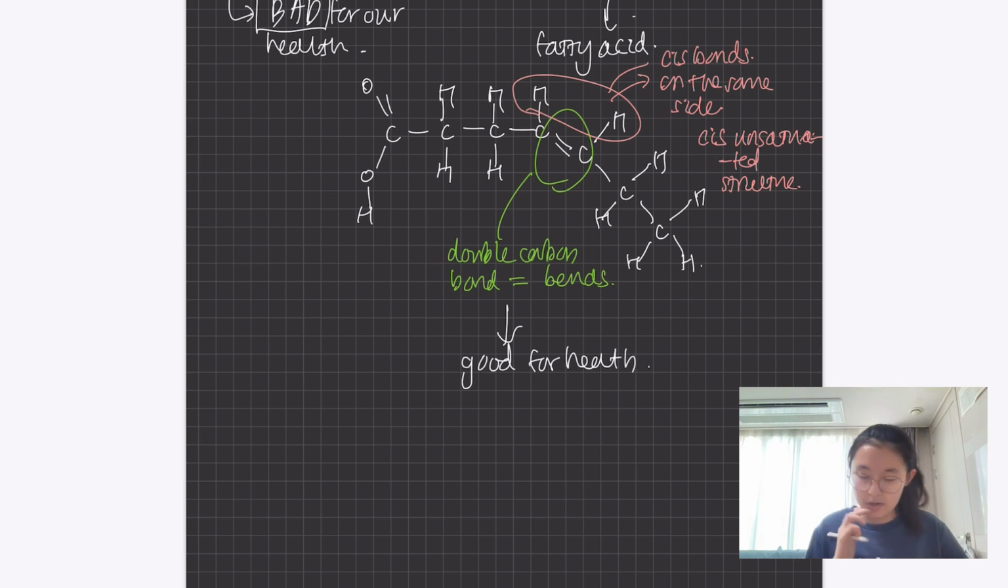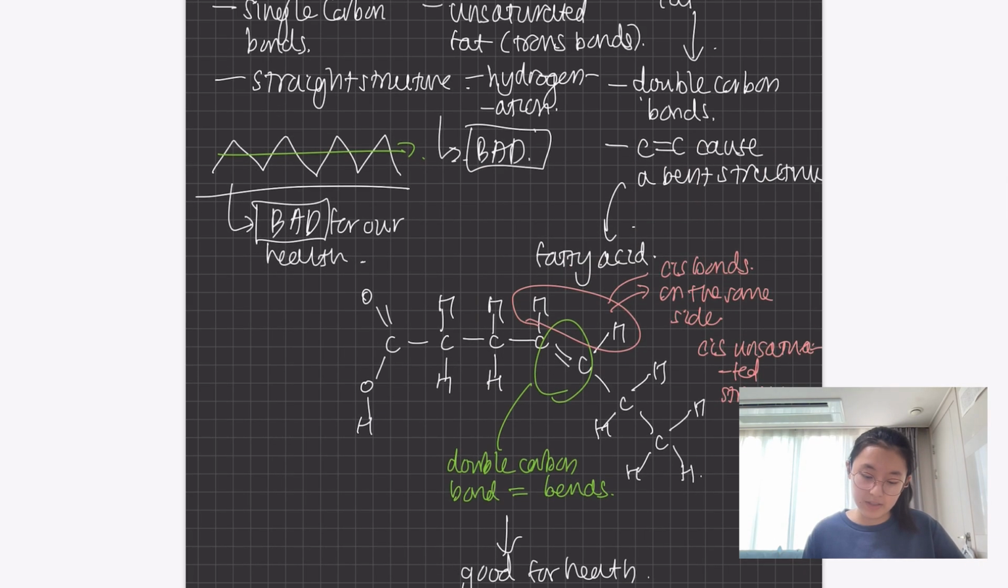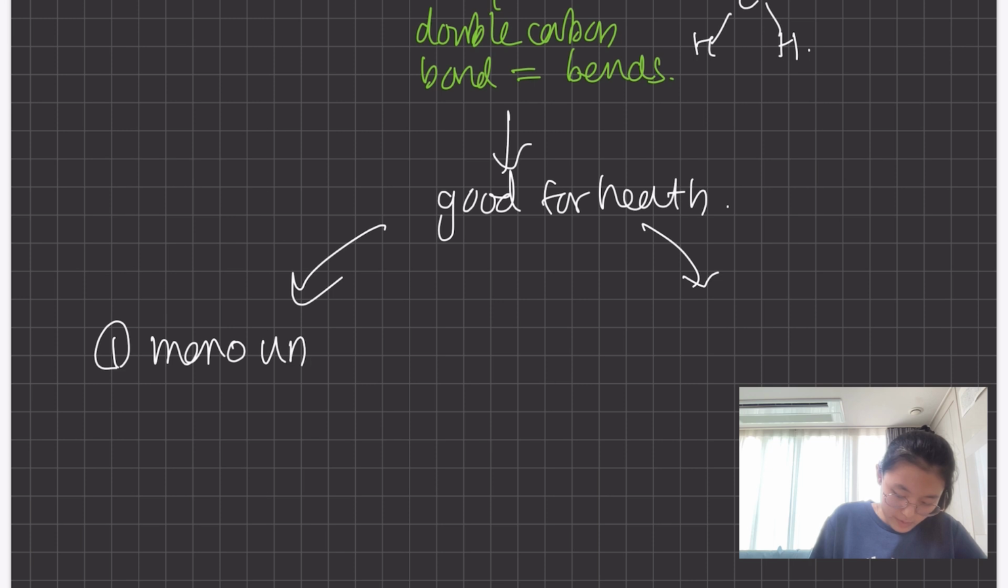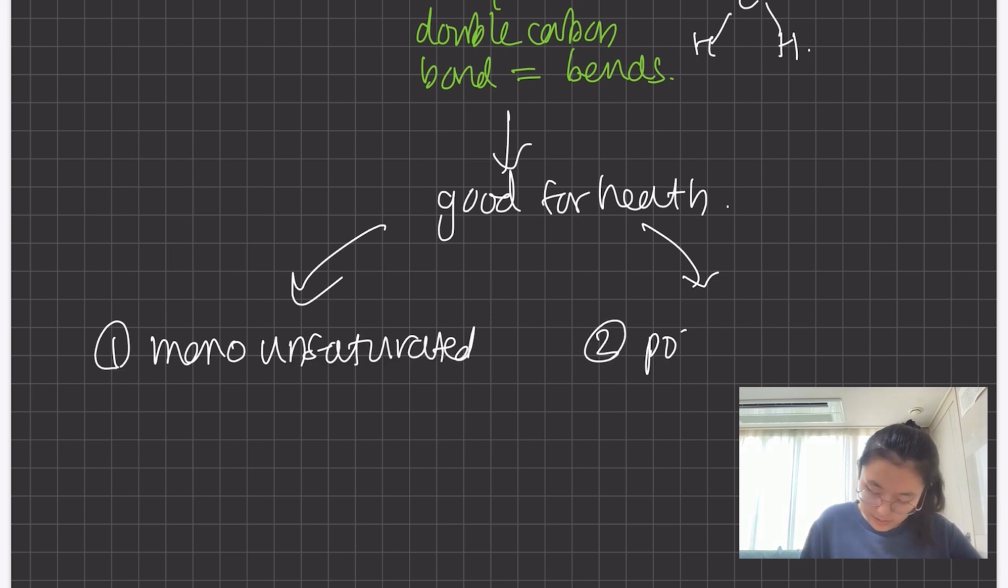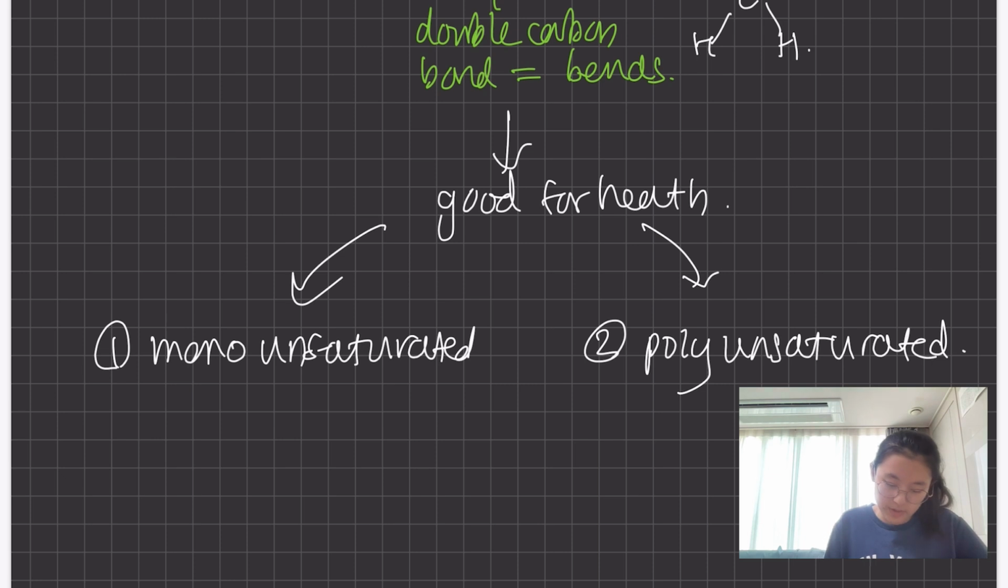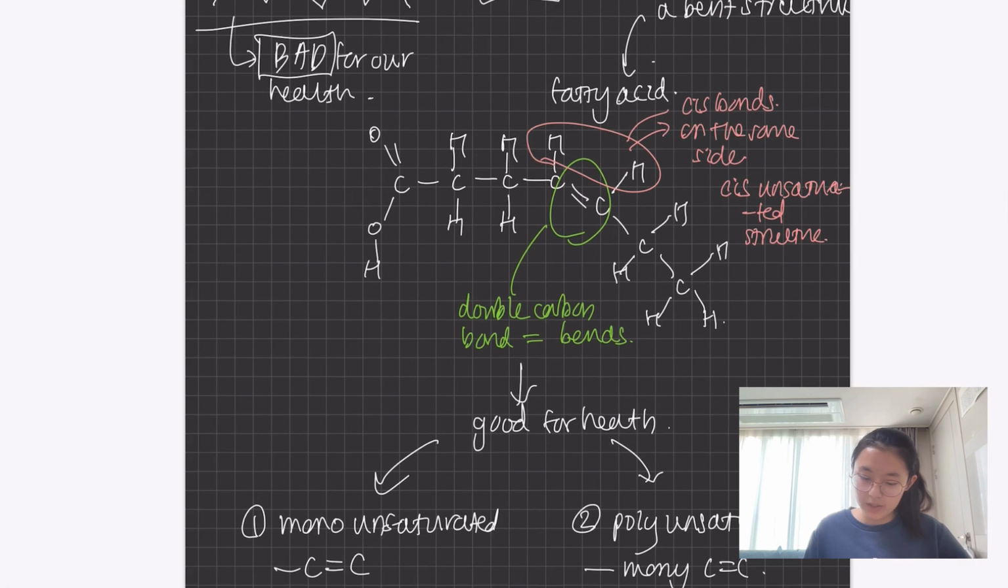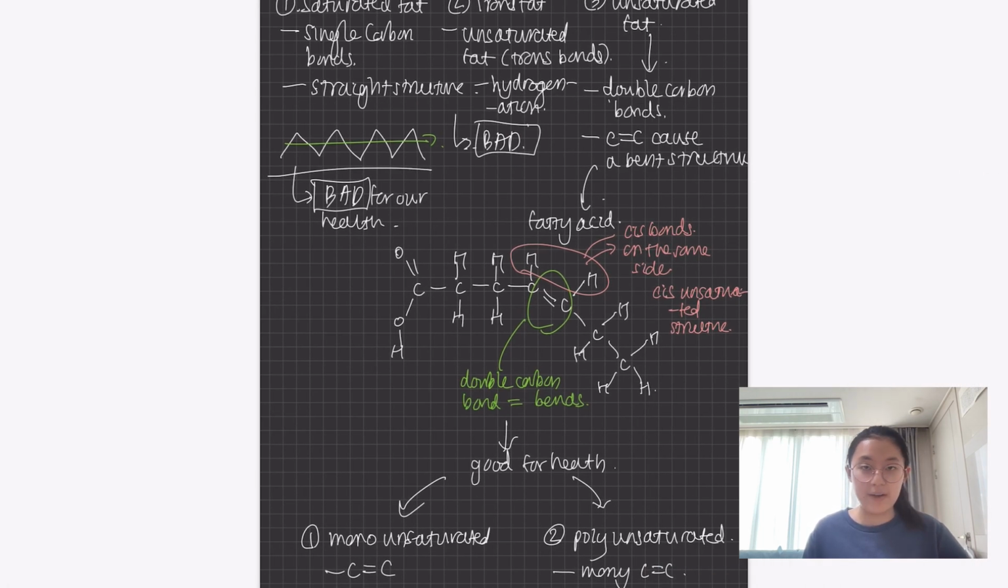And depending on the number of double carbon bonds that you may have in the unsaturated fat structure, we can divide this into two: monounsaturated and polyunsaturated. Now, in monounsaturated structures, we're essentially going to have only one double carbon bond. However, in polyunsaturated, we can have many double carbon bonds. And by the way, all of these are cis unsaturated fat structures.